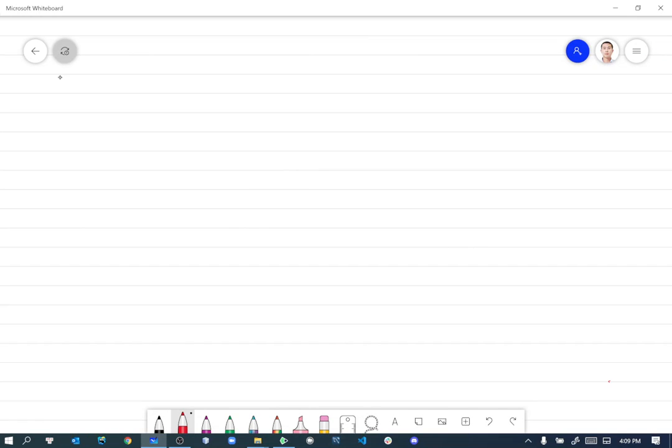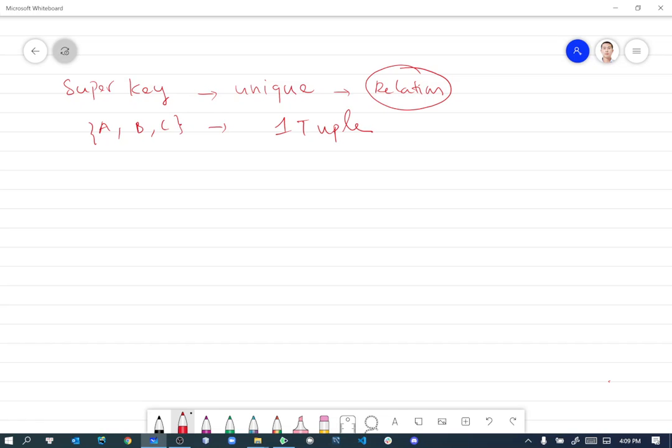So, super key is a set of attributes. It is unique inside the relation, which means that given a set of values for the attributes inside the key, A, B, and C, let's say, inside that super key, it's unique for the whole relation. There is only one tuple. It means you can find only one tuple inside of that relation.